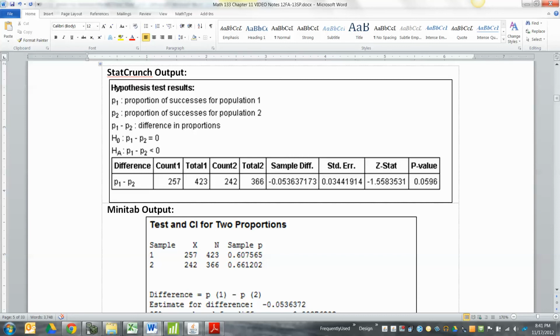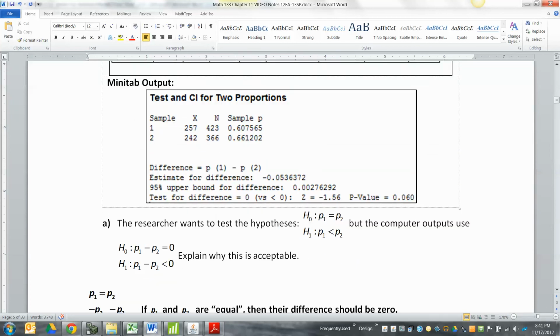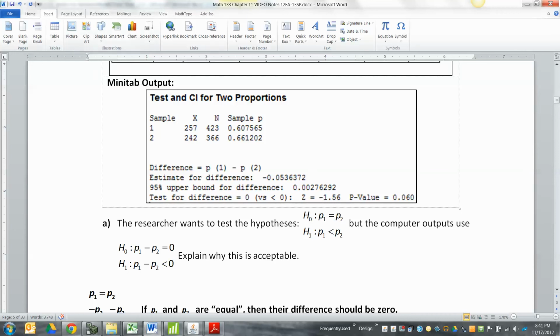P1 minus P2 less than 0. And then over here, Minitab's a little bit harder to read. They tell you they're testing the difference, P1 minus P2. And then see down here, test for difference right there. See that? The versus less than 0.